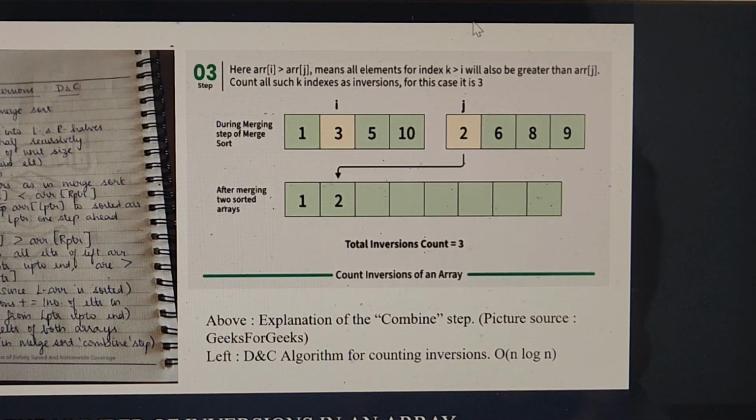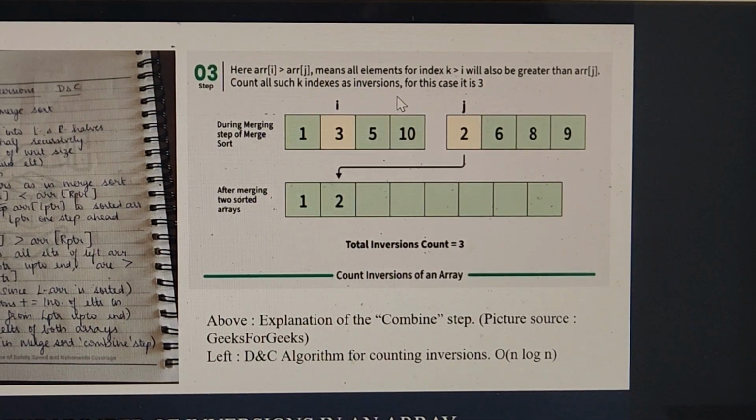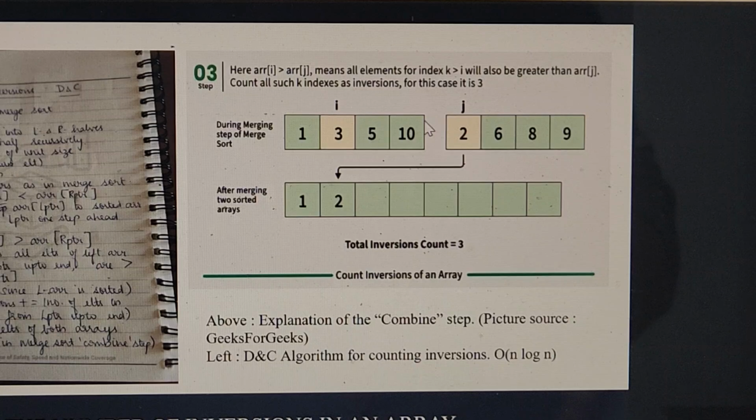So you have this left pointer and the right pointer. You know that the left array is individually sorted, the right array is individually sorted. So if a specific element of the left array happens to be greater than this number here, then everything after that element on the left array is also going to be greater than that number. So if 3, 2 is an inversion, then 5, 2 will also be an inversion, 10, 2 will also be an inversion.